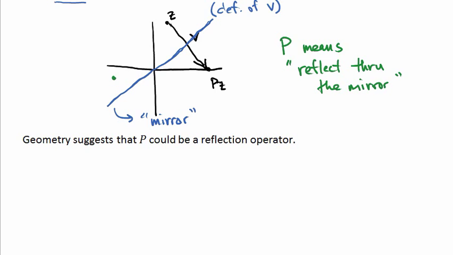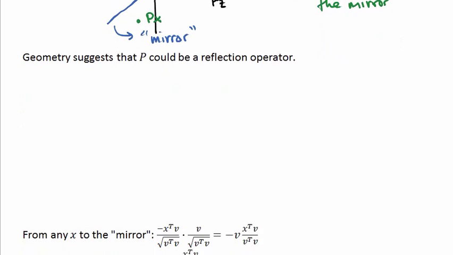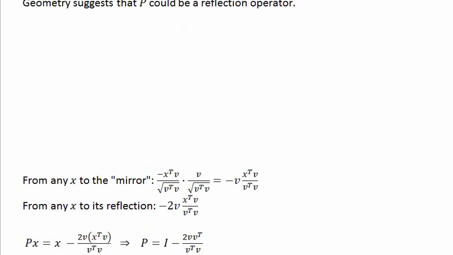So whatever point I start with, x, Px is the image on the other side. Okay, so that's the geometry, that's the picture. That's kind of the easy part. Now we have to figure out the algebra. So let's redraw it down here, but with less of the clutter.